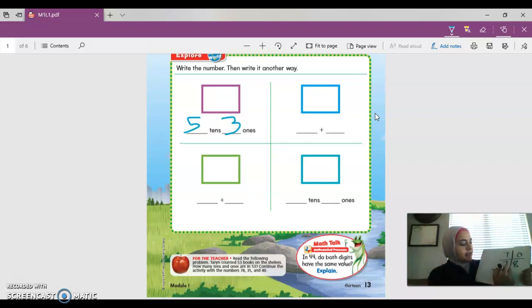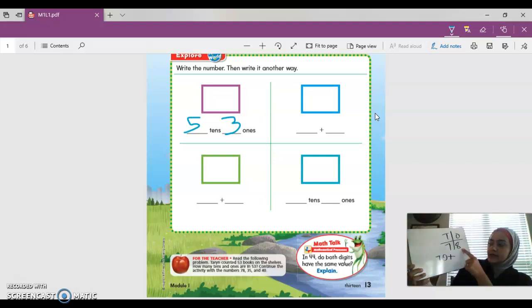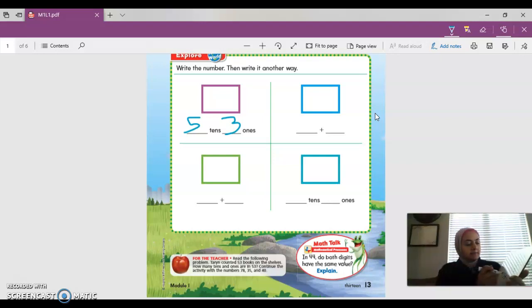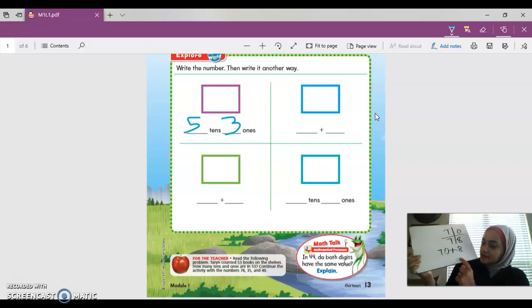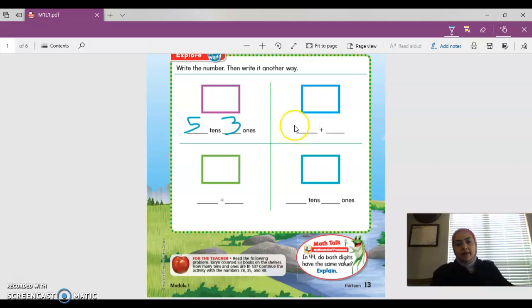And then you're going to write the plus sign. And then how many ones? There's 8 ones. Just 8 little tiny ones. So that answer is going to be 70 plus 8. So you would write that down right here. You would write 70 plus 8. There. All right, let's look at the next one is 35.